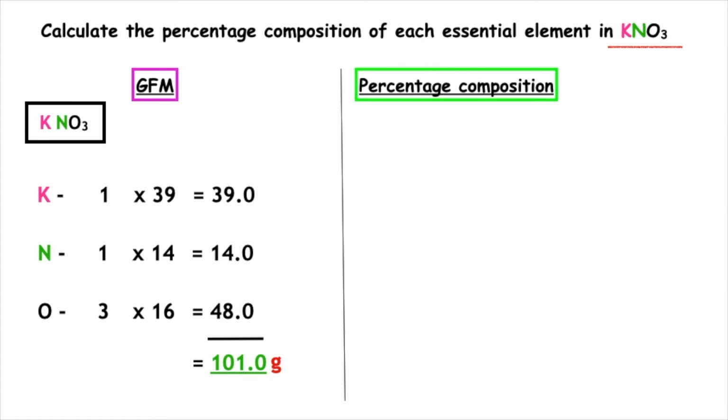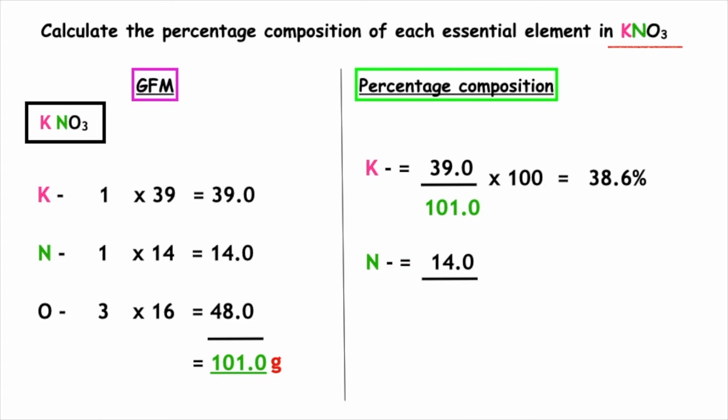Because I'm wanting to work out the percentage composition of each essential element, I'm going to be looking at potassium. We put the total mass of potassium, which is 39, over the GFM, which is 101, multiply it by 100 to put it into a percentage, and that comes out at 38.6%. Nitrogen, the total mass of nitrogen we've got is 14 over the GFM, which is 101, multiplied by 100, and that gives me a percentage of 13.9%. When I add up those percentages, the total percentage of essential element in the KNO3 is 52.5%.